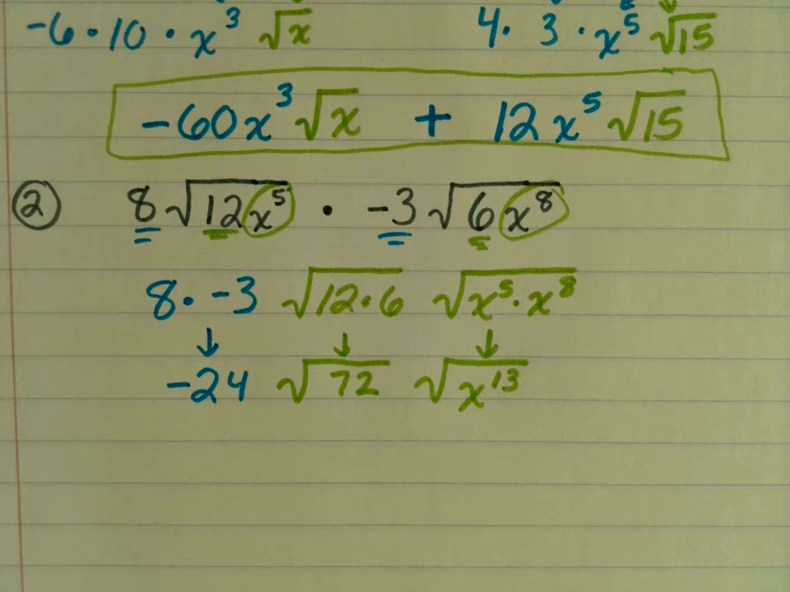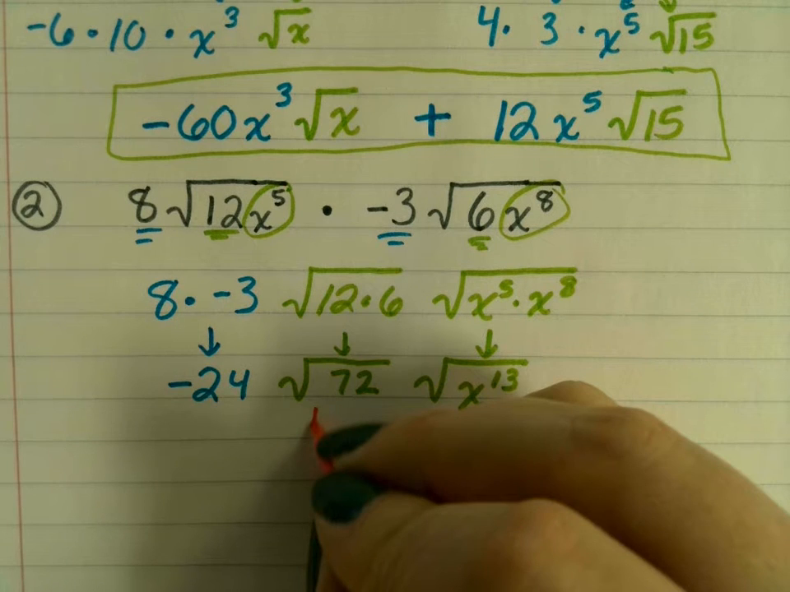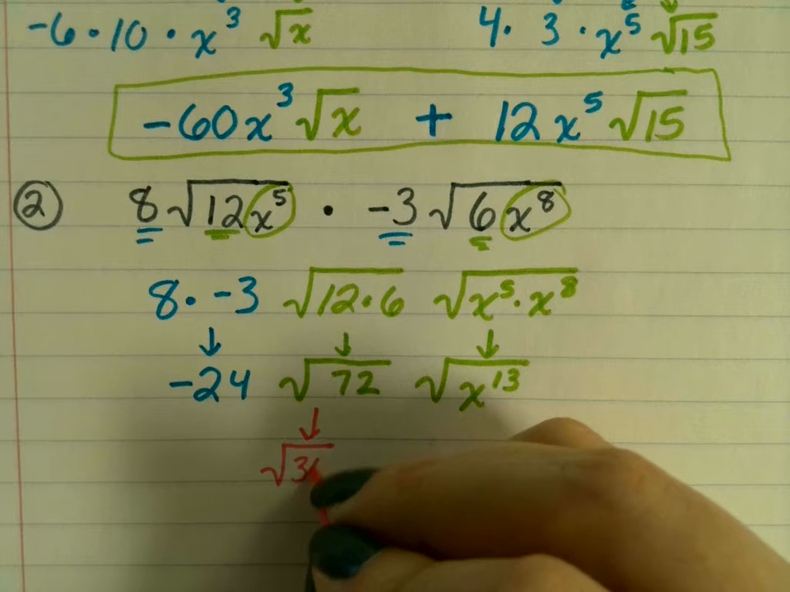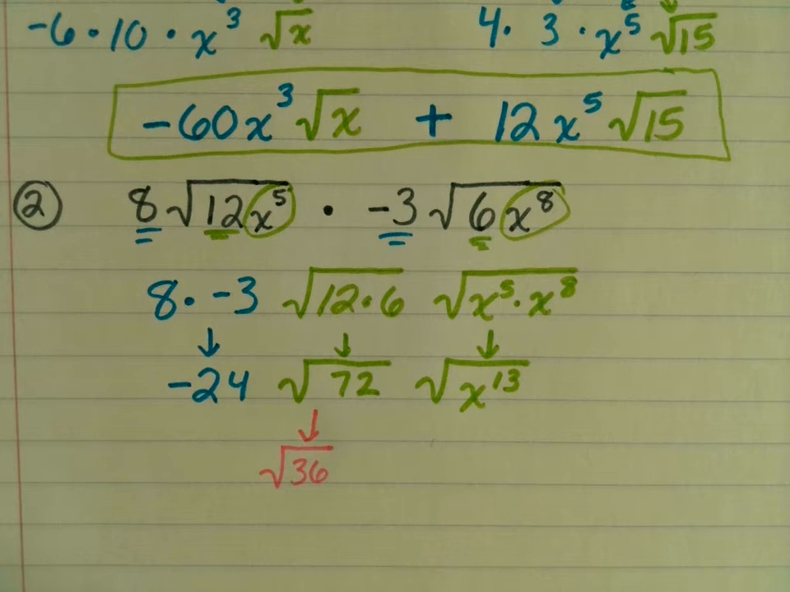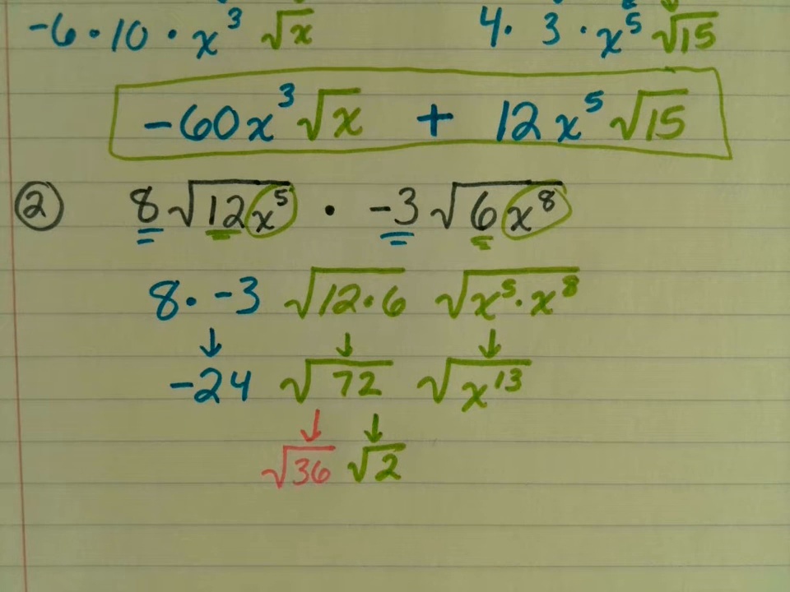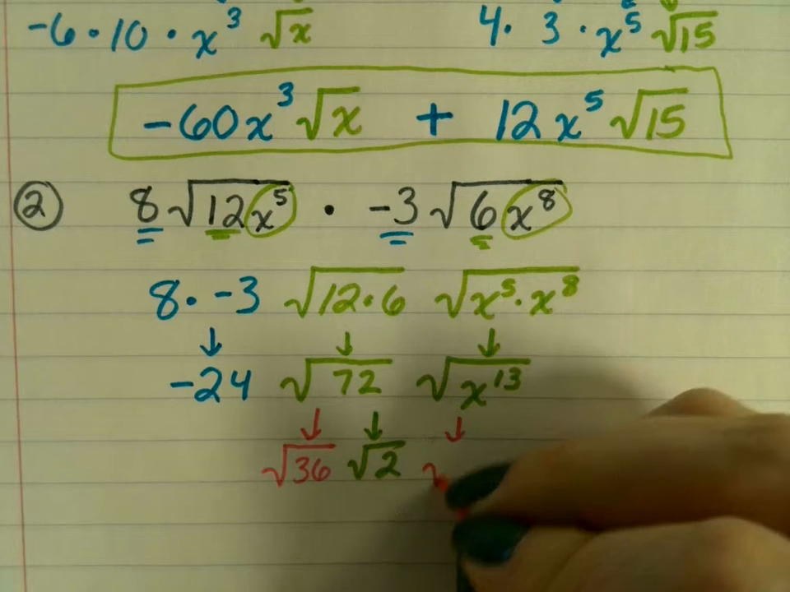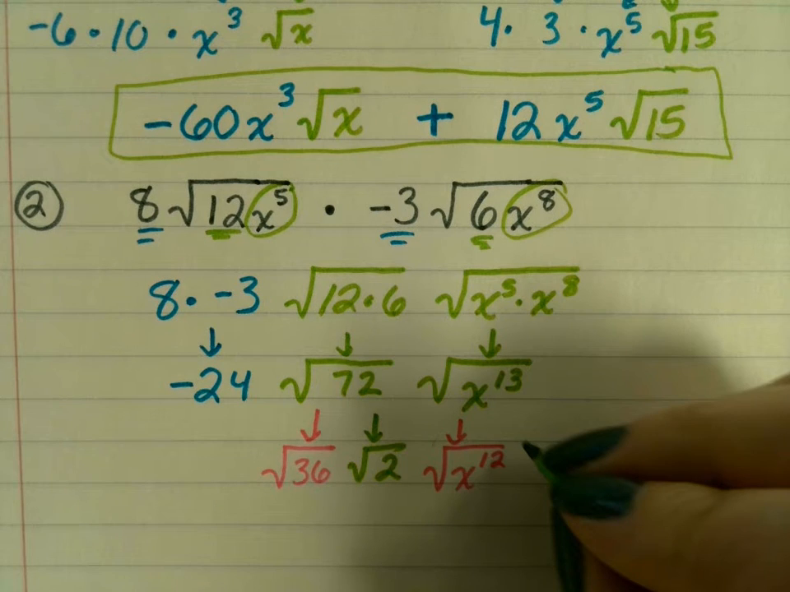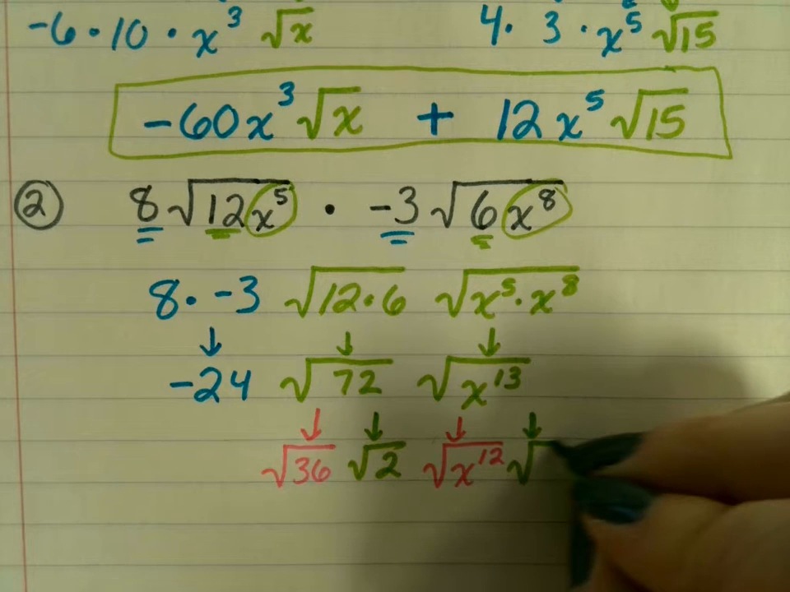72. 72 can be broken down. What perfect square goes into 72, guys? 36. So we get 36 and 2. X to the 13th can be broken down. We're going to get x to the 12th, good, and x. Okay, we still have that 24 right in the front.